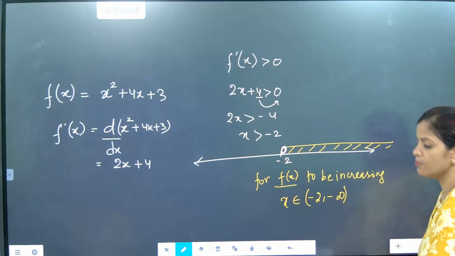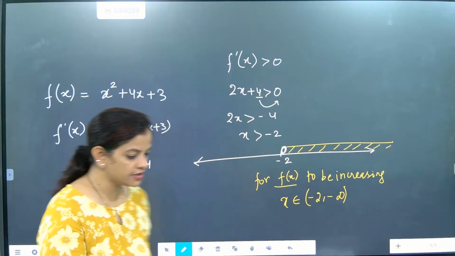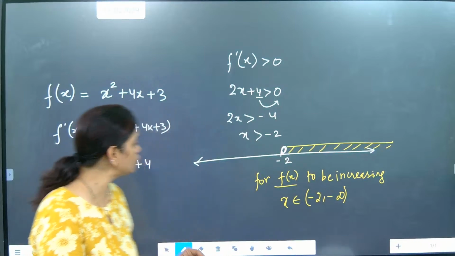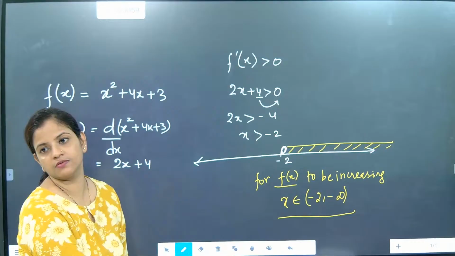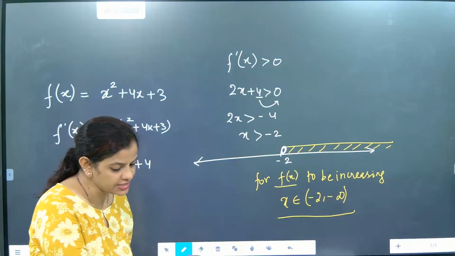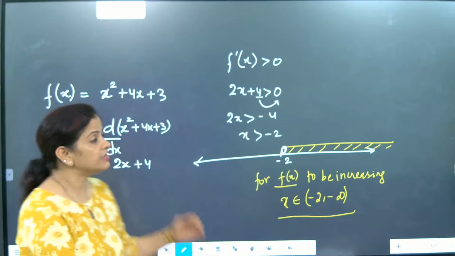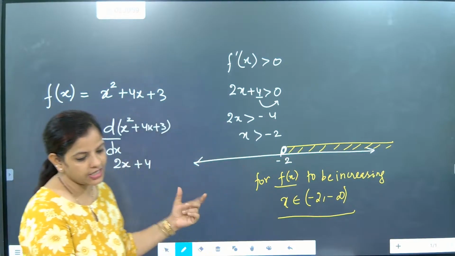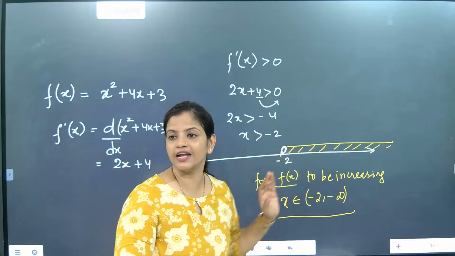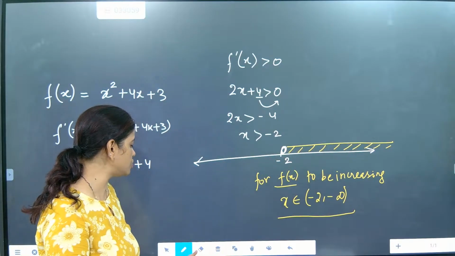This is one of the most important things. It should be greater than this part. I hope everybody understood. x should be greater than minus 2. Then where is it decreasing? If it is increasing in the interval from minus 2 to infinity, then on the opposite side it will be decreasing. If it is increasing on this side, that means it is decreasing on this side.